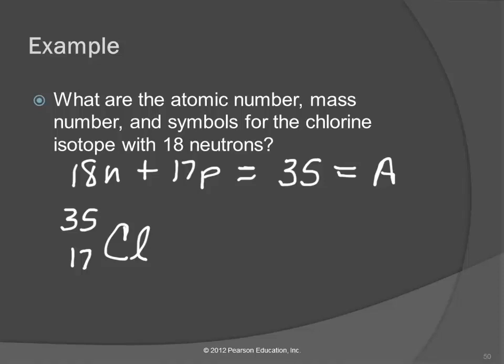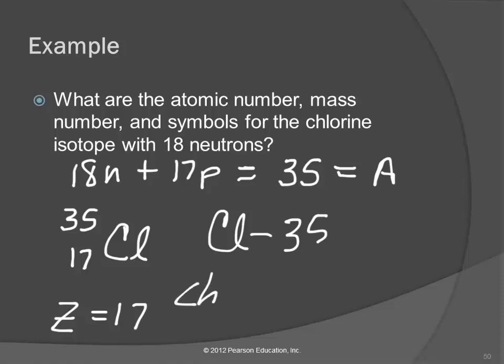Here's the atomic number, the atomic number is 17. That's Z. Z is 17. The mass number is 35. Other symbols for this would be Cl-35, or write out the name of chlorine, chlorine 35. So you should recognize those 3 different ways of representing isotopes.